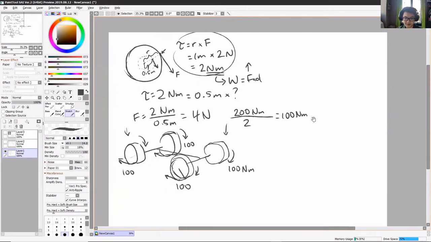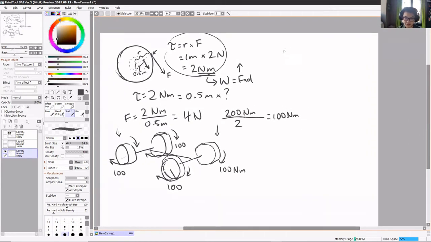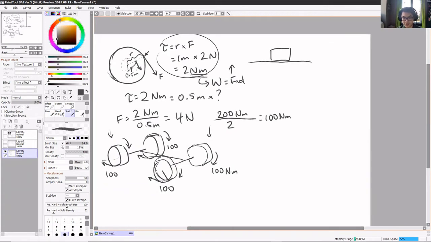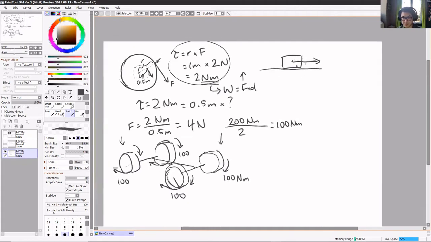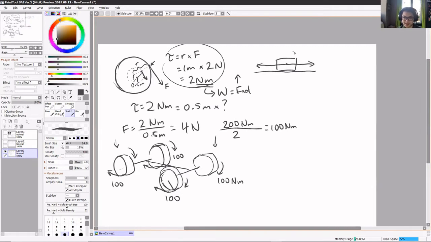Next, let's talk about static friction. Static friction is the force that holds stationary objects in place. Let's say you have an object here and you're trying to pull it in this direction. When the object is stationary and not moving while you are still applying the force, there's going to be an opposite force in this direction, exactly opposite and equal to this applied force, which we're going to call Fa.